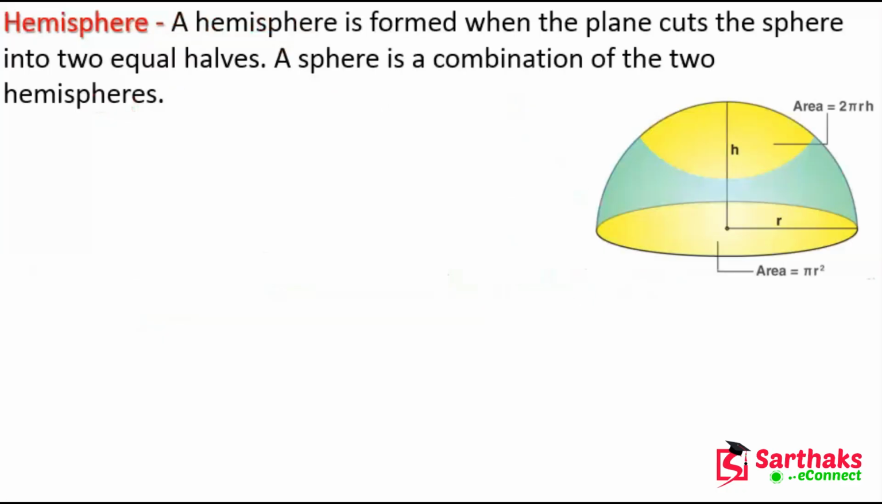Now let's see the hemisphere. What is a hemisphere? A hemisphere is formed when a plane cuts the sphere into two equal halves. A sphere is a combination of two hemispheres. This is the hemisphere. This is the curved surface, and here is the flat surface, which is in the shape of a circle. I hope you understand these things, my dear friends.